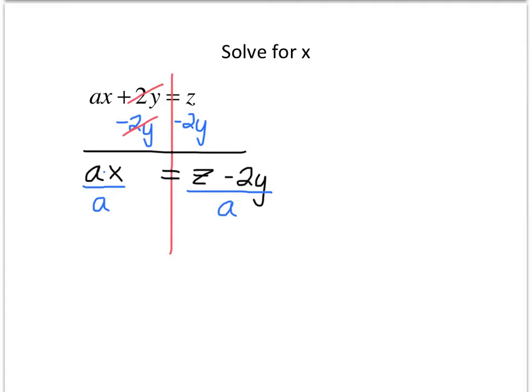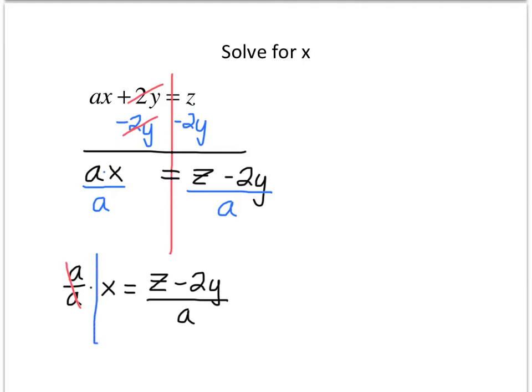Now on the left-hand side, a divided by a is just equal to 1. So technically I don't actually need to write a divided by a since these inverse operations just cancel. So all we're really left with then is x equals, and again I'm not simplifying because I don't have any like terms. So I'm just going to write z minus 2y all divided by a. Notice all three of my variables are different, so I really can't do anything about this.